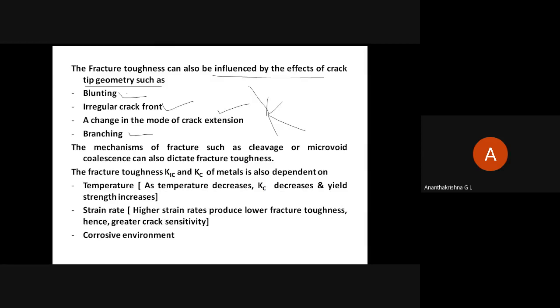Okay, so please note down this also. Fracture toughness can be influenced by the effects of crack tip geometry such as blunting, irregular crack front, change in mode of crack extension, then branching.